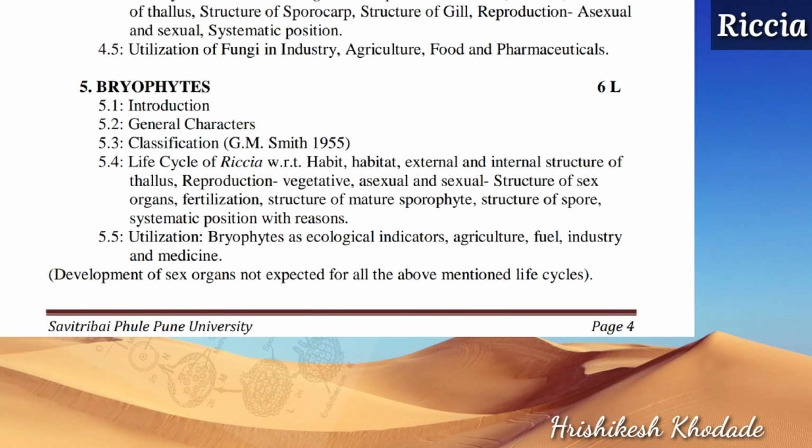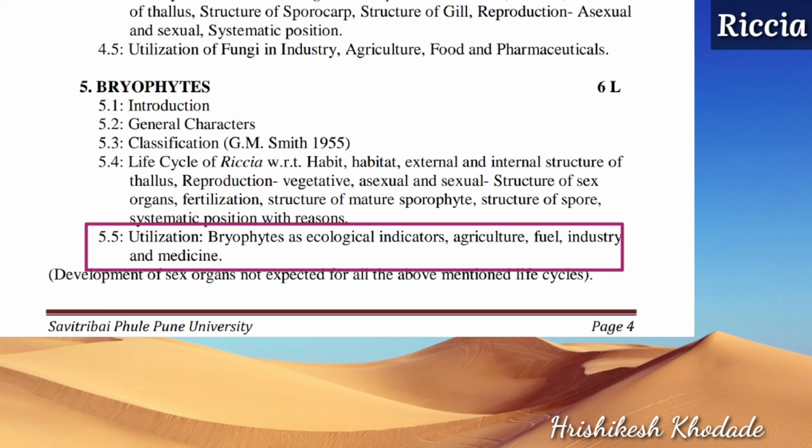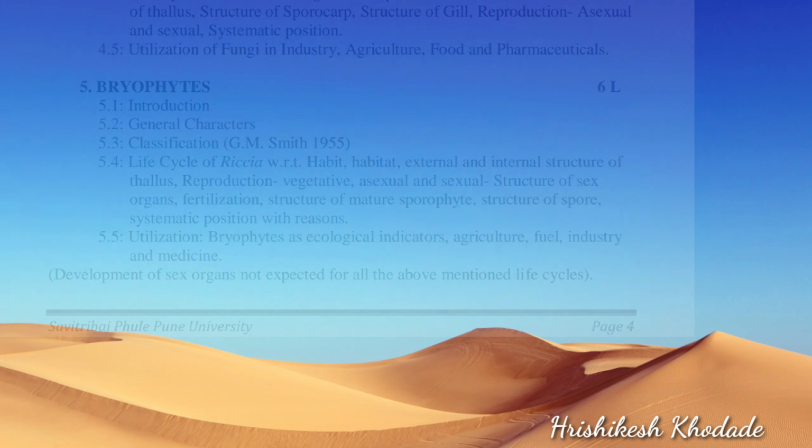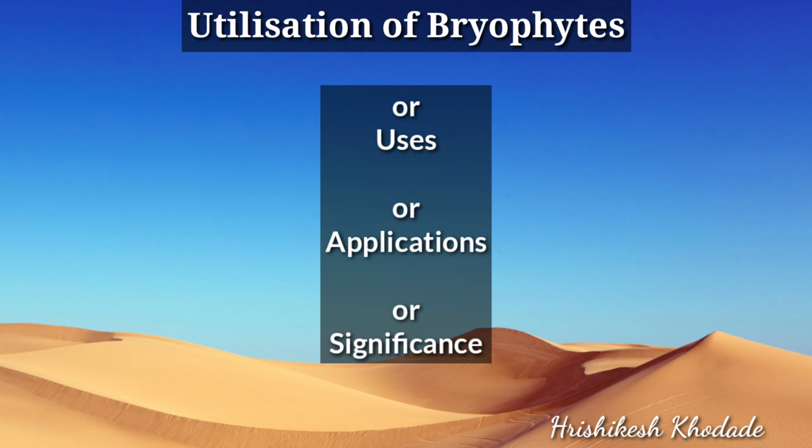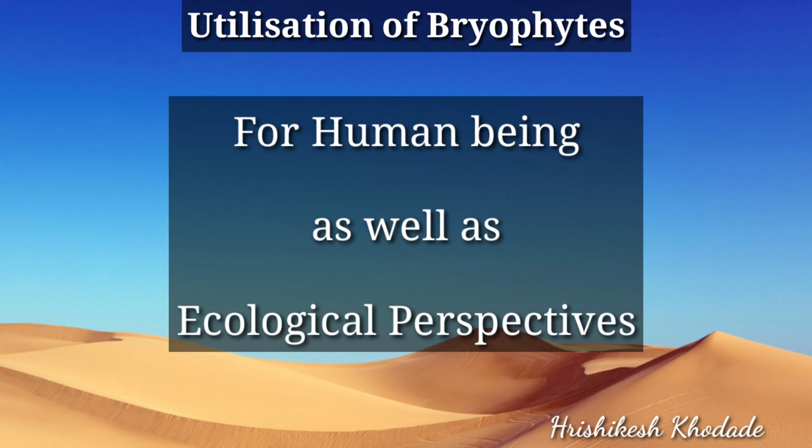So friends, if you look in our syllabus once again, we have completed up till various points. But the last and final point remaining in this chapter of bryophytes is the utilization of bryophytes. So what is utilization? We already studied the utilization terminology in chapter number 3, lichen, where we said utilization means the uses or the applications. Here bryophyte utilization means bryophyte applications or uses, at which areas bryophytes are used by human beings, as well as from an ecological perspective.